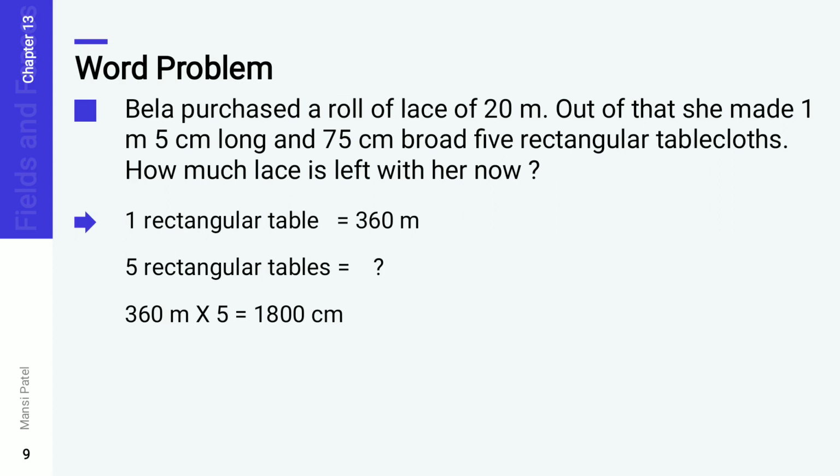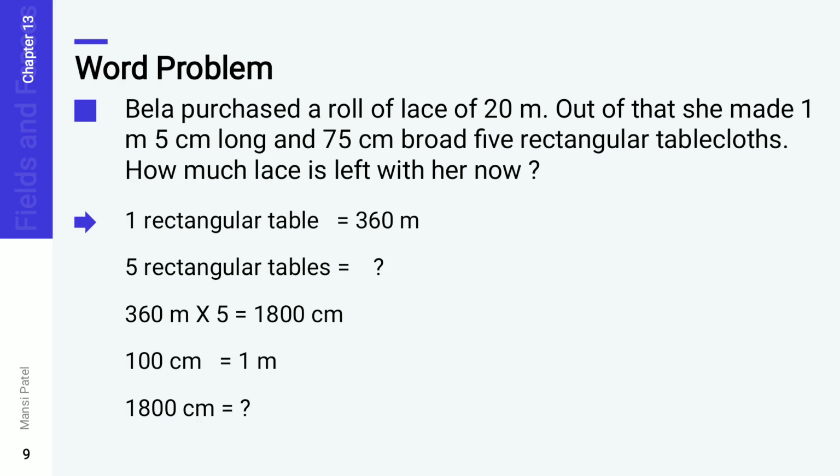But the total measurement of lace was given in meter. Therefore, we have to convert this centimeter into meter. So we know how we convert centimeter into meter. 100 centimeter is equal to 1 meter. So 1800 centimeter is equal to question mark. Now the numbers written in the cross, do the multiplication. So here we have to do the multiplication of 1800 multiplied by 1, which is equal to 1800 only.